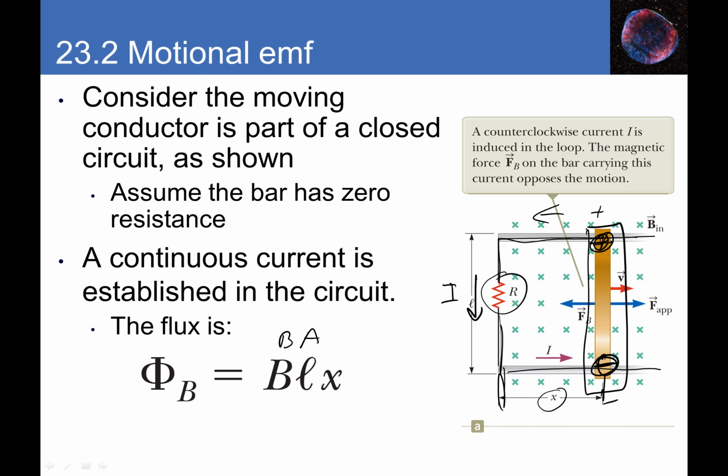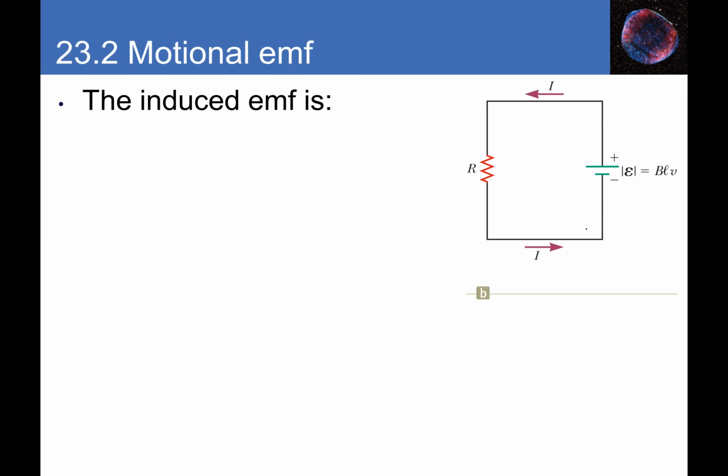All right, so now you can see that there will be an induced EMF, because what I have here is this flux, B times L times X, which will be changing. Remember, if the conductor is moving to the right, X will be increasing, which means the flux is increasing. If the conductor is moving to the left, X is decreasing, so the flux is decreasing.